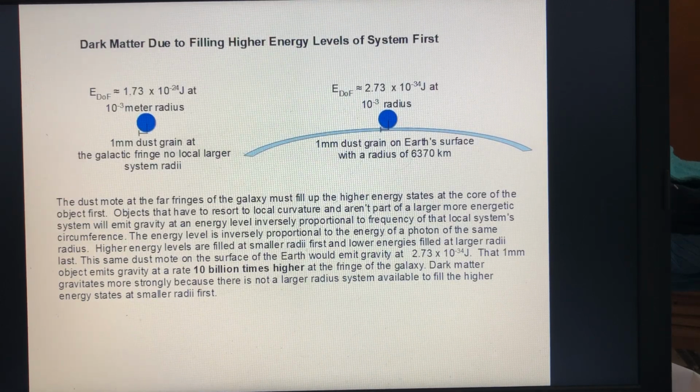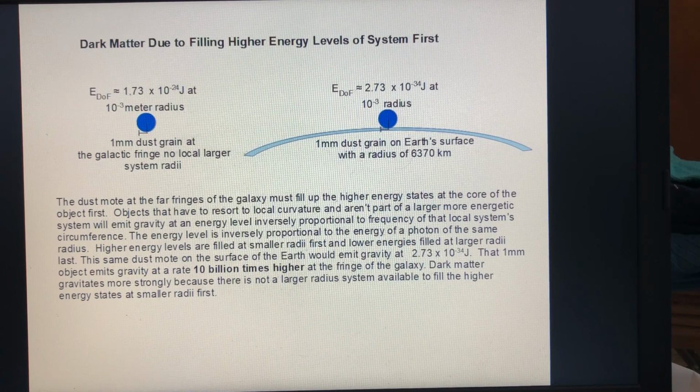Now we're going to discuss how dark matter can come about. You're probably seeing where we're going with this. So here we have E degree of freedom for a 10 to the negative 3 meter object, a dust grain in the galactic fringe, no larger system radii to populate higher energy levels, 1.73 times 10 to the negative 24 joules. But if we take that same dust grain and put it on the surface of the Earth, it only emits 2.73 times 10 to the negative 34 joules.